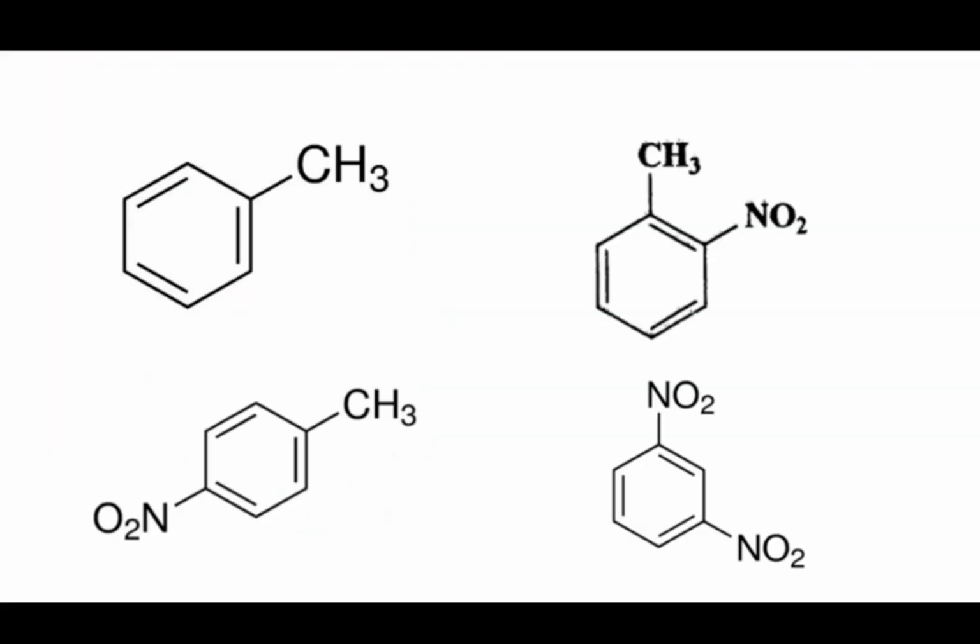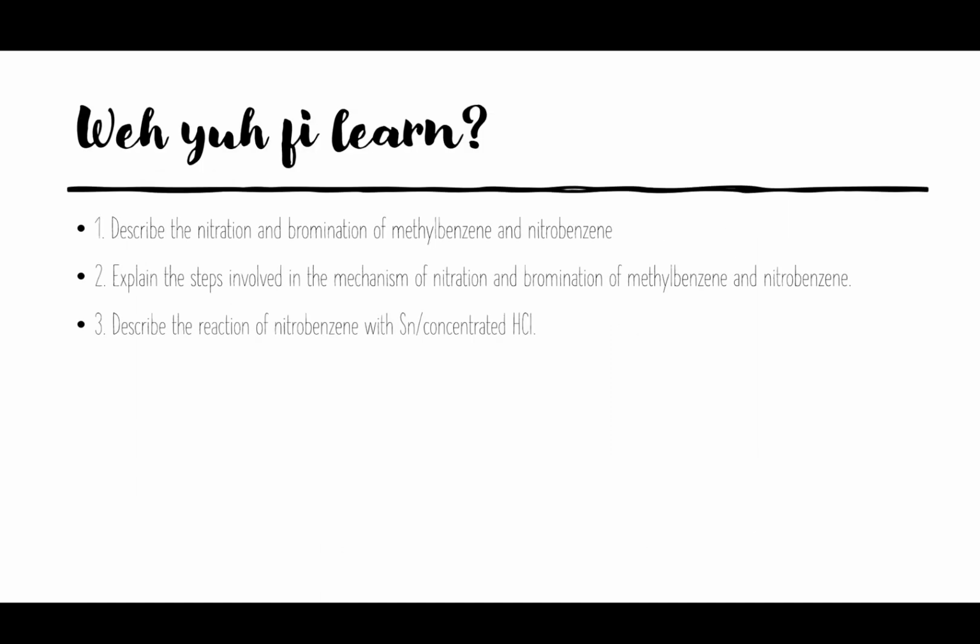So these are substituents that we're looking at, the substituents of benzene. So we're looking at toluene, right? We're looking at 2-nitrotoluene, we're looking at 4-nitrotoluene, and we're looking at dinitrobenzene, right? So these are some different substituents that we can look at, right? And we're going to be looking at them as we go through the rest of the slide, right?